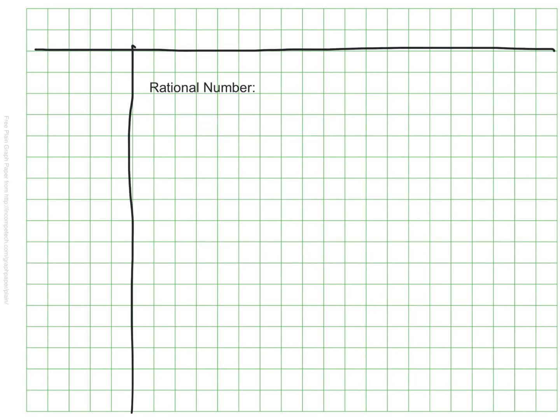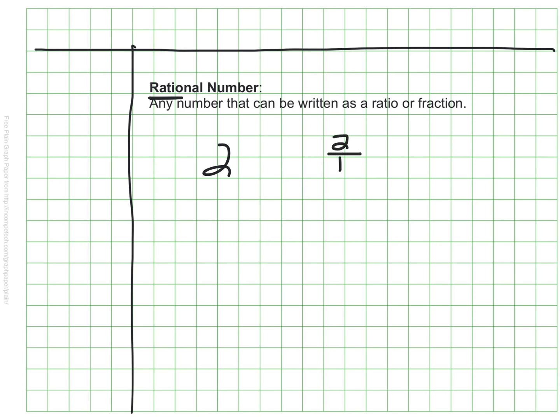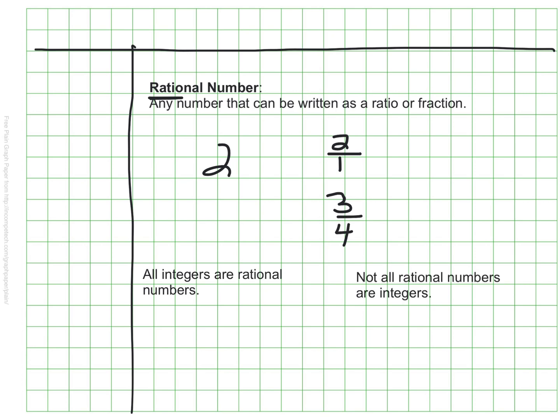The last term we have here is rational number, and a rational number is any number that could be written as a ratio, right? Here's the word ratio right in there. You might also think of it as any number that could be written as a fraction. Right? The integer 2 is a rational number because it could be written as 2 divided by 1, 2 over 1. Right? Also, 3/4 is a rational number because it can be written as a fraction. So all integers are by default rational numbers. However, not all rational numbers are integers.